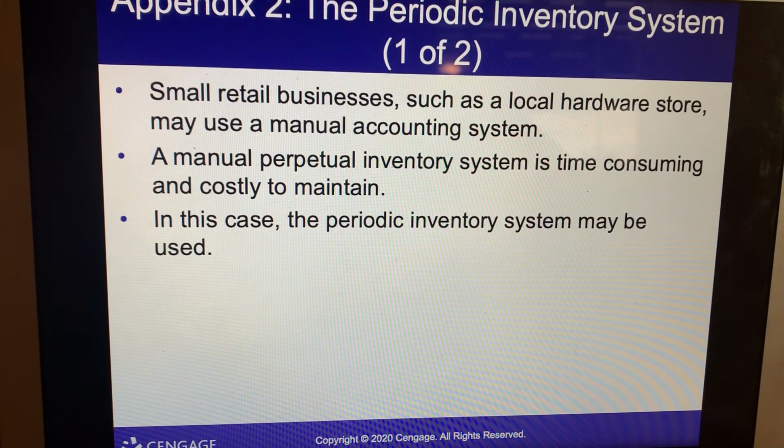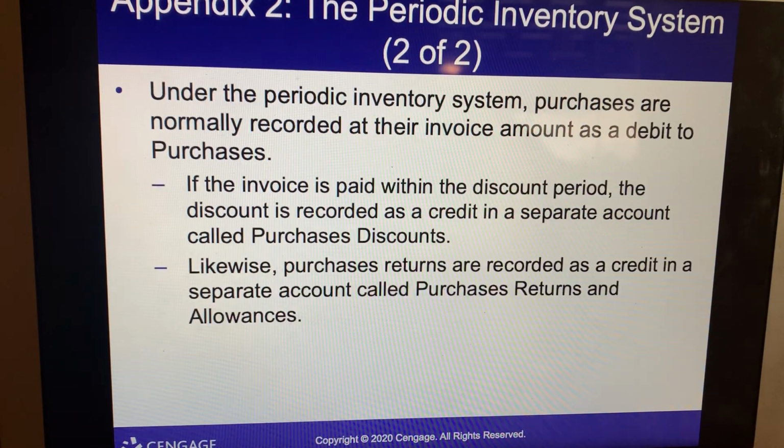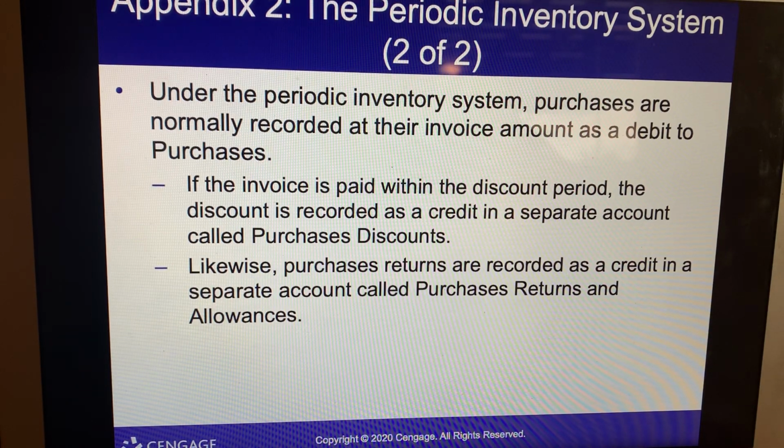Periodic inventory system. A manual perpetual inventory system is time consuming and costly to maintain. In this case, the periodic inventory system may be used. Under the periodic inventory system, purchases are normally recorded at their invoice amount as a debit to purchases.